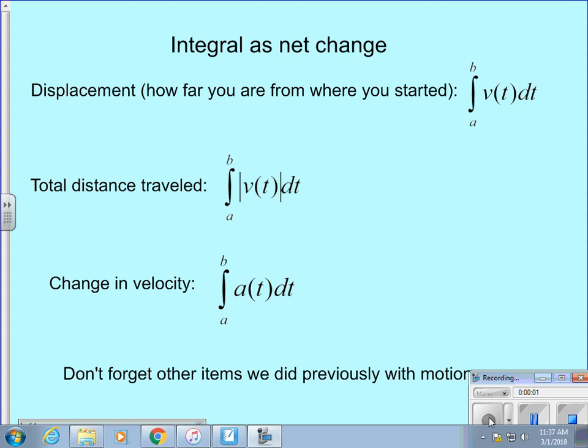Okay, integrals is net change. So this is applications of the integral. These are some of the rules we have. Displacement: how far you've gone from time A to time B, or actually how far you are from where you started. Remember, there's a big difference between distance traveled and displacement.